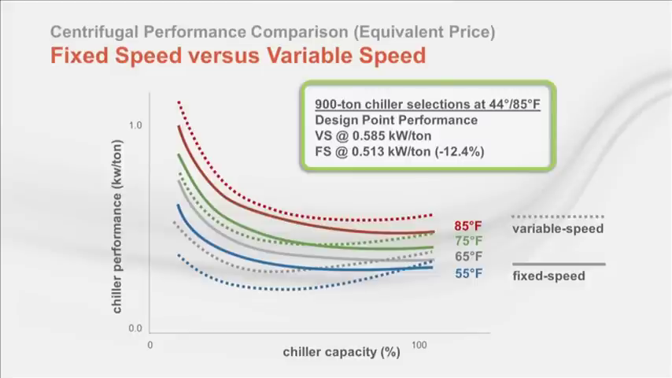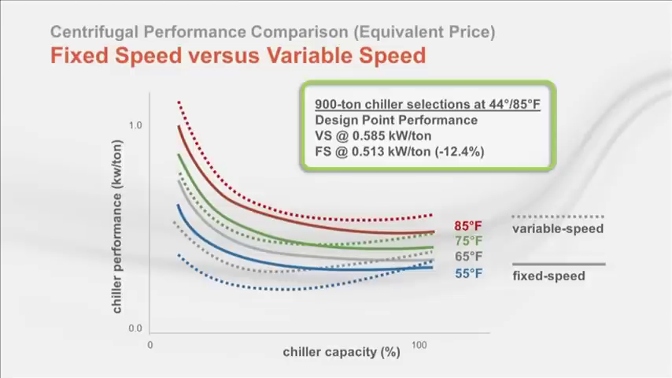This difference at design conditions results in about 12.5% efficiency advantage for the fixed speed chiller. Approximately 3% of the improvement is associated with drive losses, with the remaining 10% coming from improved heat exchangers for both the condenser and the evaporator.